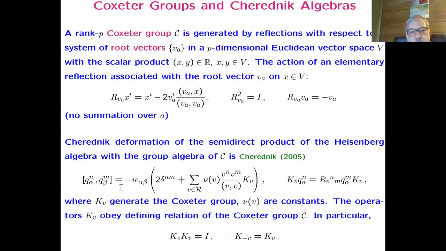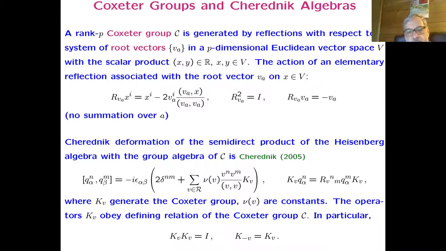We just write that the commutator now starts with a unit term. And then there is a contribution organized by root vectors, those that generate reflections, Klein-type operators that change the oscillators according to the representation of the Coxeter group. And also there are constants nu here that may depend on V. So this is the construction.